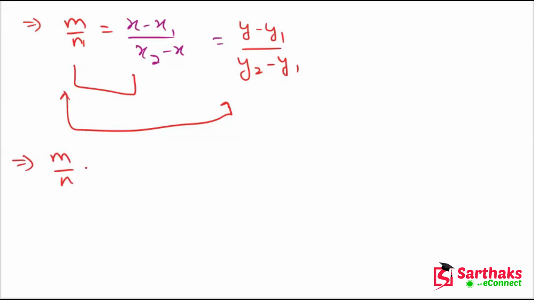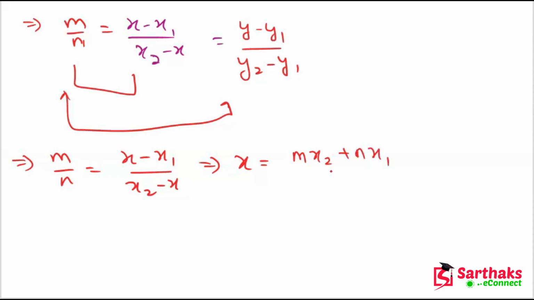m upon n is equal to (x − x1) upon (x2 − x). If you solve it, then we get the value of x, which is (m x2 + n x1) divided by (m + n).